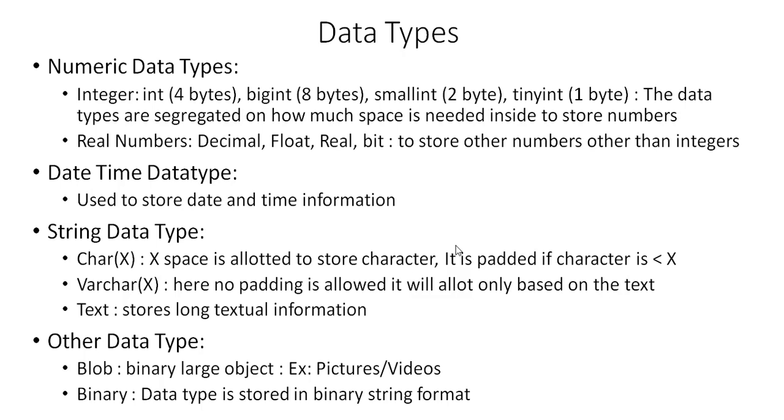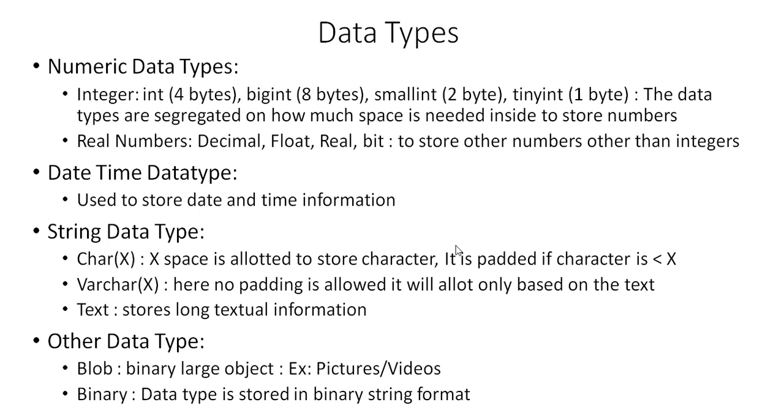In this session, we will go through the data types which are available in SQL. The data types in SQL can be grouped into four different groups: numeric data types, DateTime data types, string data types, and other data types. Under numeric data types, it can be classified into integers and real numbers.